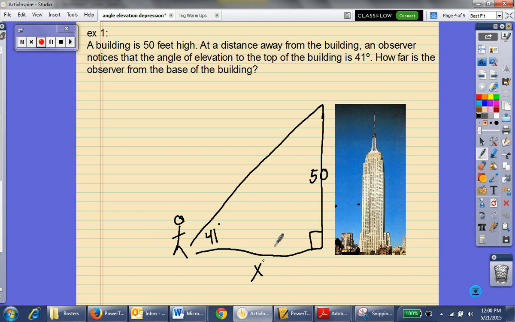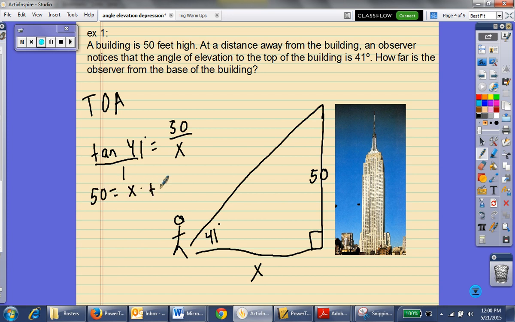I'm given adjacent and opposite. When you think of SOHCAHTOA, that would be the tangent function. So I can do the tangent of 41 degrees equals opposite 50 over adjacent x. Put a 1 on the bottom and cross multiply. So we get 50 equals x times the tangent of 41. To get the x by itself, you divide by tan 41 on both sides. You end up with x equals 50 divided by the tangent of 41.